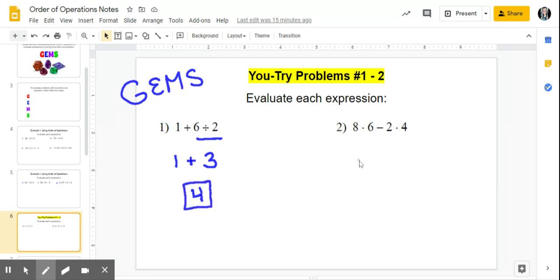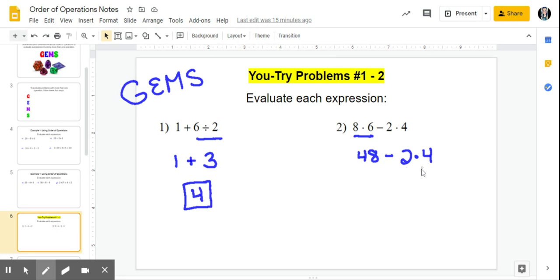Okay, a slightly more difficult one. Problem 2. What should I do first? Multiplication comes before subtraction, and I always start at the left-hand side. So the first thing is to do 6 times 8, which gives me 48. Bring down the minus, 2 times 4. What should I do next?